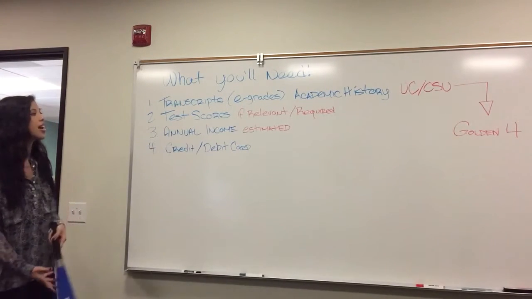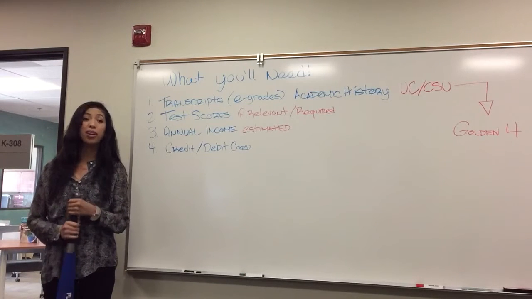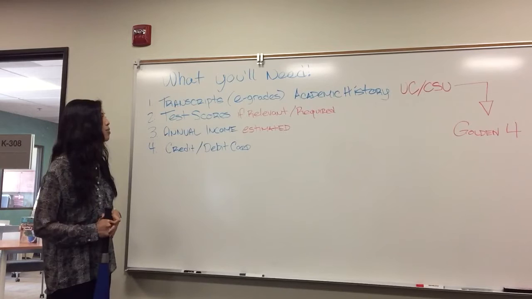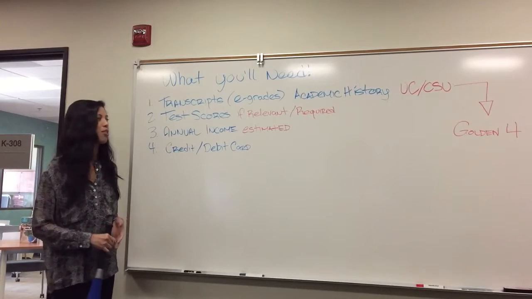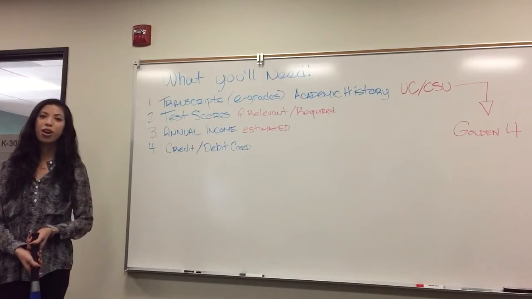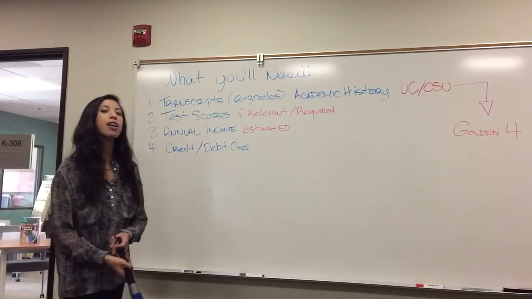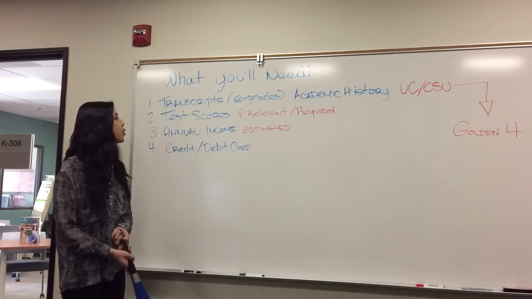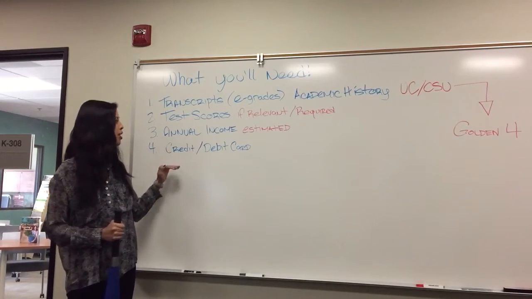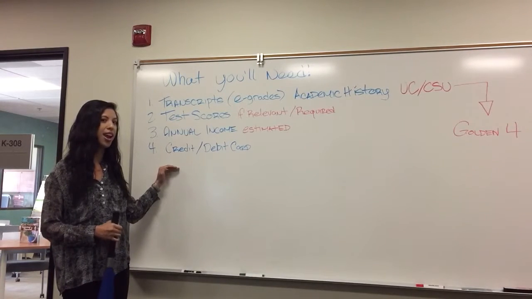Third, they're going to ask for your annual income, and you don't have to worry about this because it's only your estimated annual income, so no need to stress about what you put on there. Lastly, they're going to ask for your credit and debit card when it comes time to apply. So you do have to pay for the application unless you have an EOP waiver, so make sure you have that credit and debit card handy.